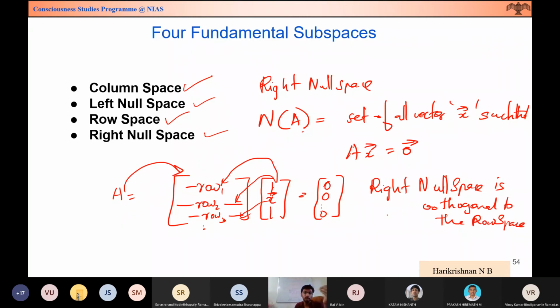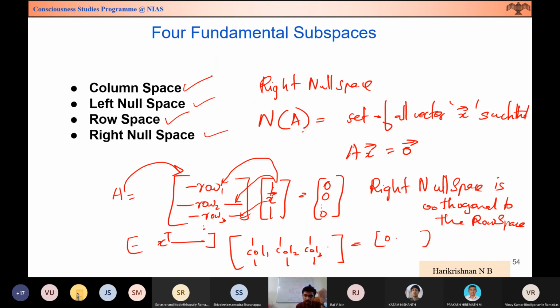Similarly, I can say for the column space also. Now let us say the column space: column 1, column 2, column 3, etc. So I'll talk about something called the left null space. I pre-multiply by x transpose. So x transpose A equals the 0 vector.